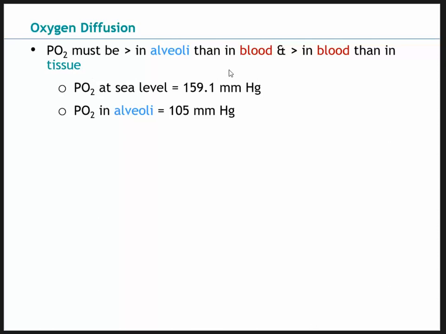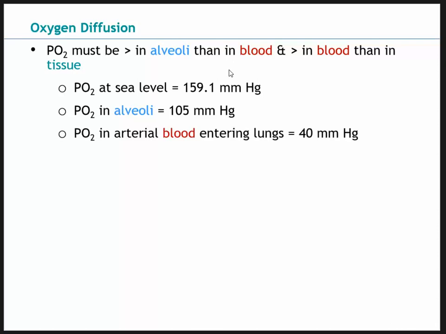So we have sea level, we inhale, so we take a deep breath, and now we get that oxygen into the alveoli. The pressure decreases. Again, the mixing of the air with the water as it's humidified. And then also we said due to that lower pressure of oxygen already in the alveoli.